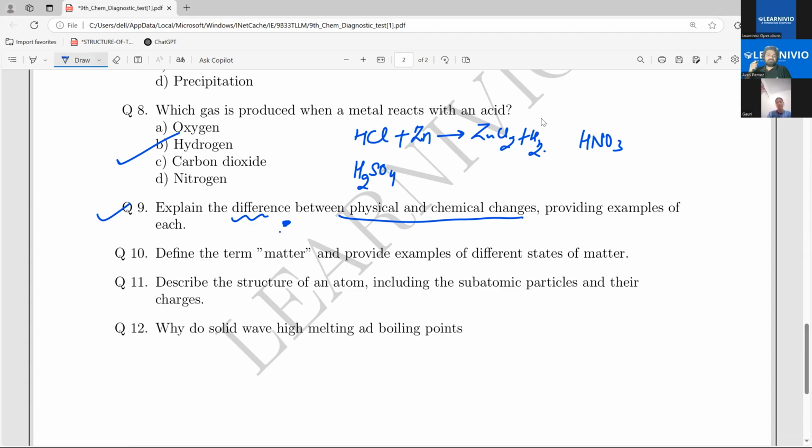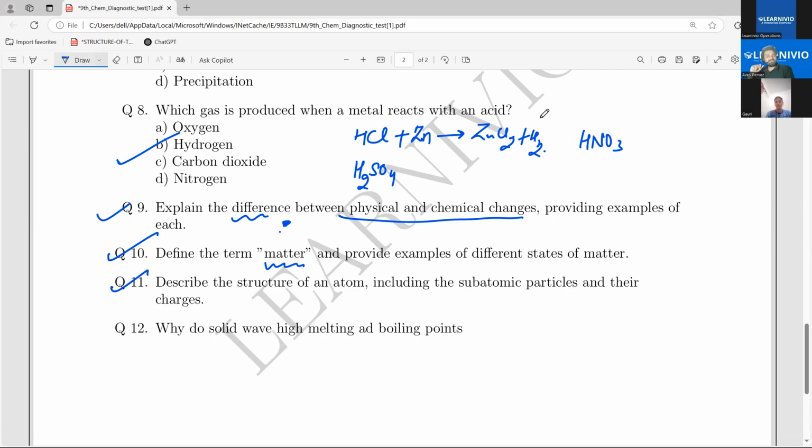Define matter. Matter is something which has mass and occupies space. Okay. Next one. Describe the atom. I'm asking, name the subatomic particles of an atom. Proton, electron and neutron.